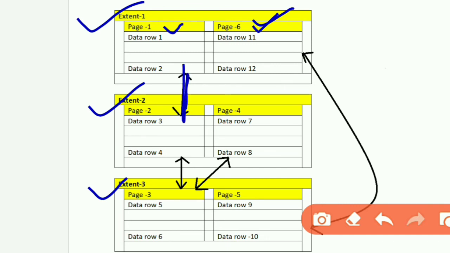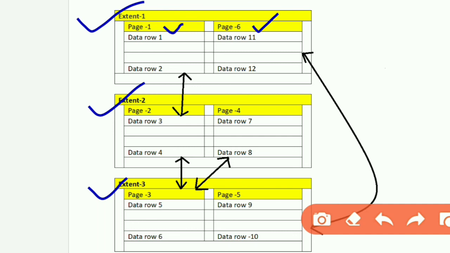So what's happening here: if someone is looking for page 1 data, they can find it in extent 1, page 1. If page 1 is linked with page 2 data, or someone is looking for data row 4, then they have to switch the extent, from page 1 to page 4, extent 1 to extent 2, and in the same way from extent 2 to extent 3. It's switching the extent, right? So this is not correct. This is called external fragmentation, when you are switching the extent.